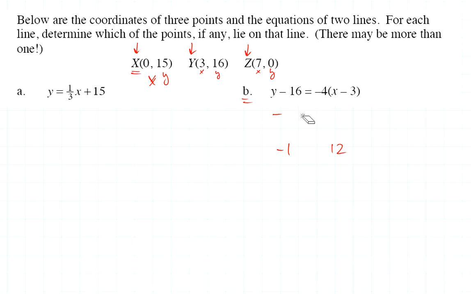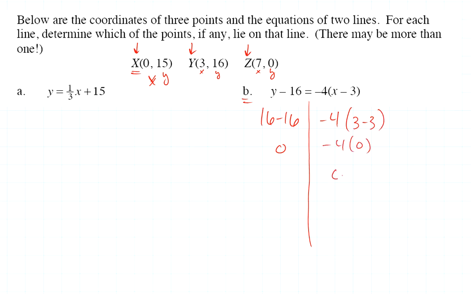Let's test a few more. We'll go ahead and do the B all the way. We'll test all of them. So the next one is Y, and I'm just going to write this solid line underneath it, under the equal sign. I'm going to pick up the Y value at 16. So I have here 16 minus 16, which is 0. So the left-hand side is 0. And then let's plug in 3. So we have negative 4 times the quantity of 3 minus 3, which is convenient because that's negative 4 times 0, which is also 0. Yay, I have a point that works. So point Y is on this line. Which line? It's on this line right there.